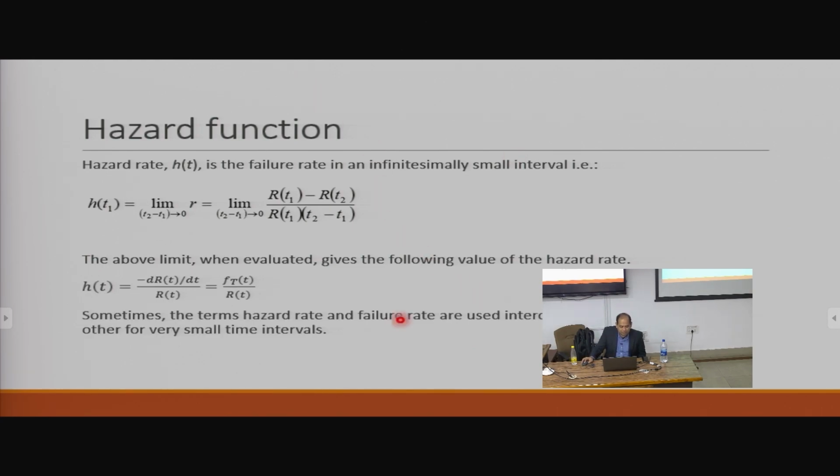Sometimes the terms hazard rate and failure rate are used interchangeably. People will use them together. They equal each other for very small intervals, right? So like we said, one is the other. If the intervals are very small, you get pretty much the same thing.